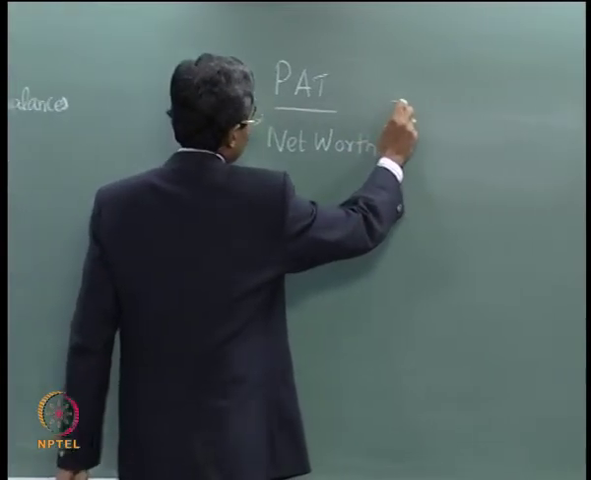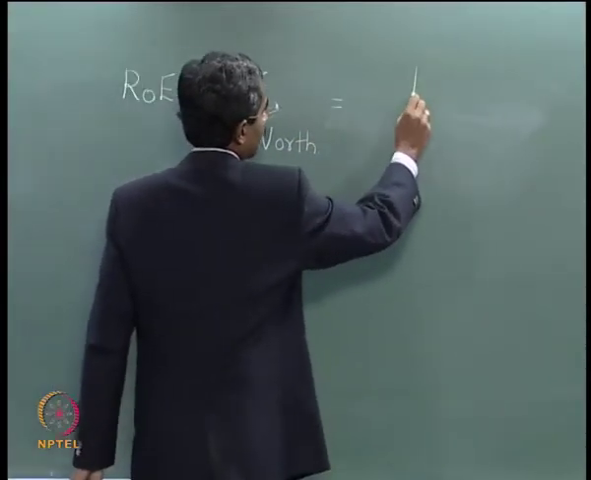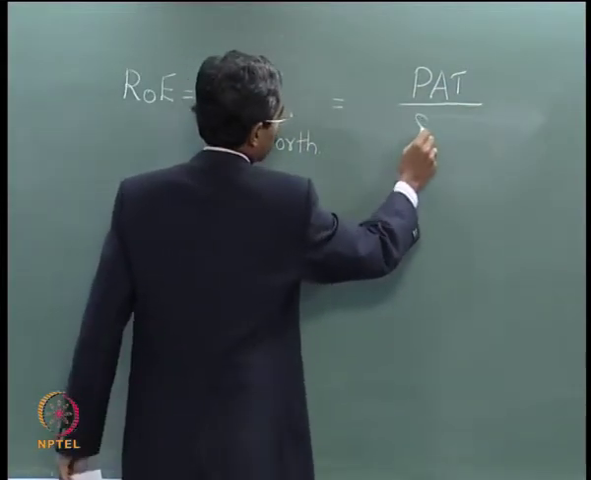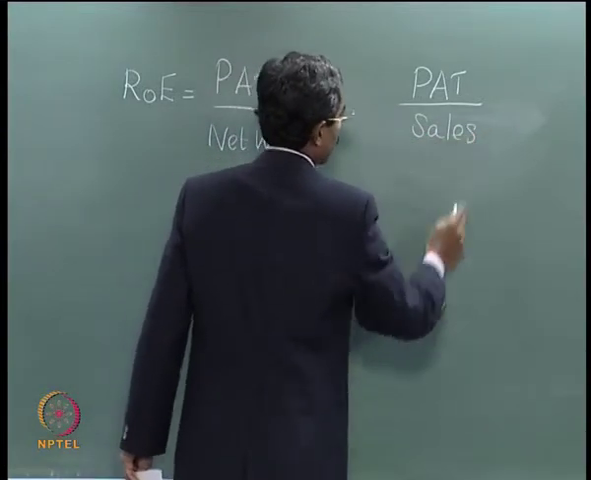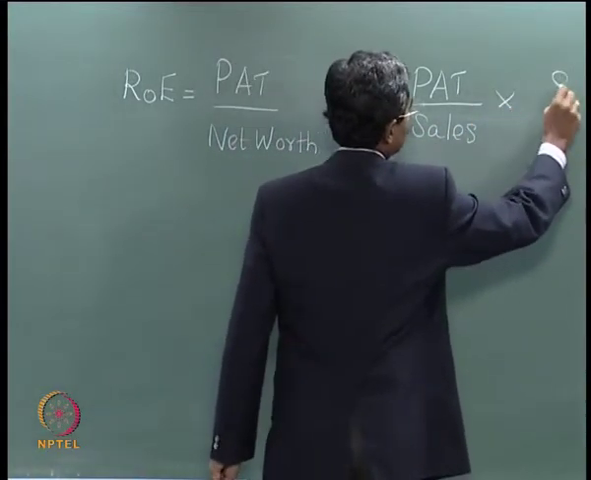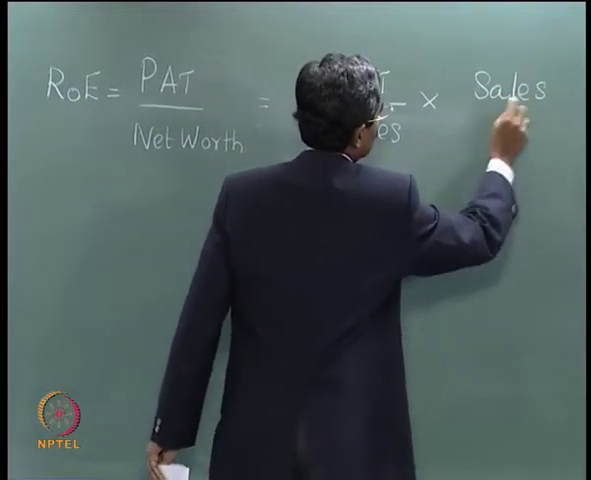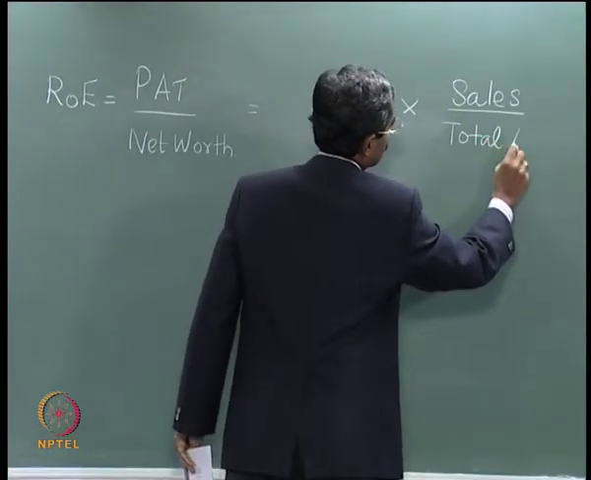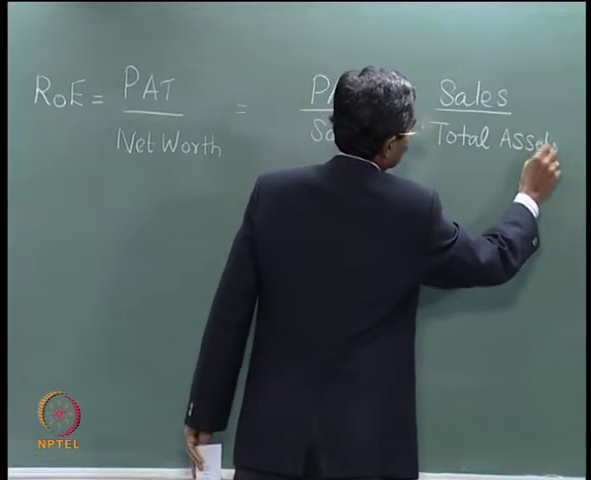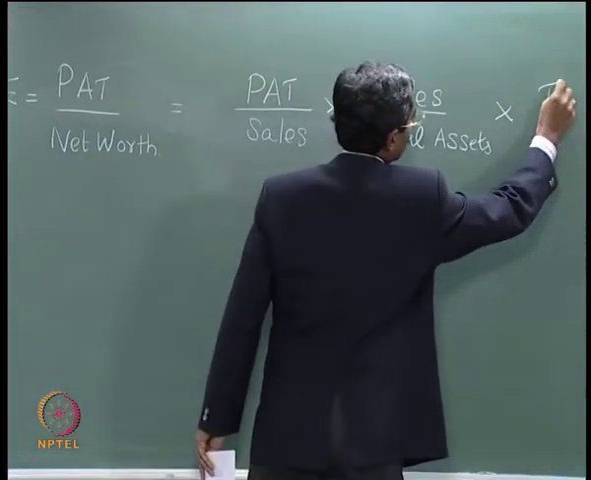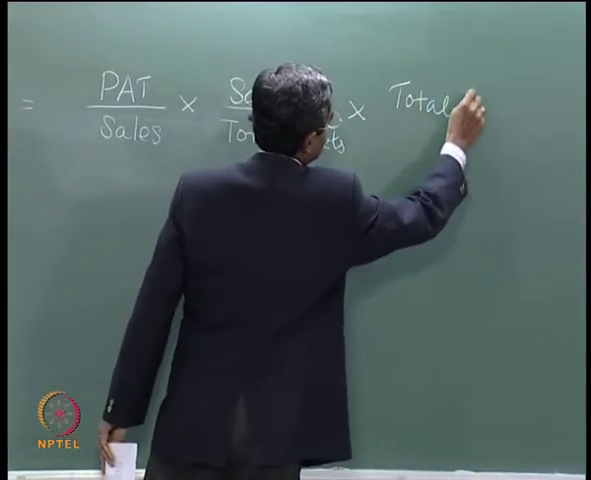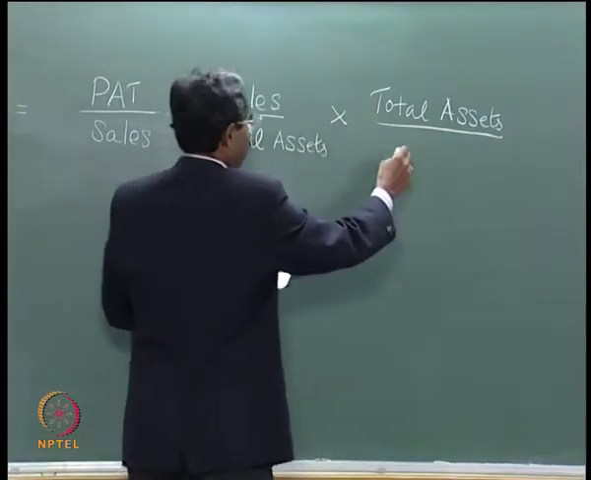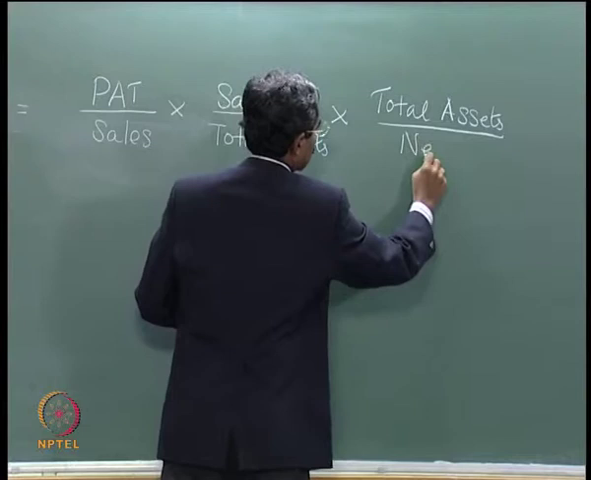Now this can be rewritten as follows. This can be rewritten as profit after tax divided by your sales, multiplied by sales divided by your total assets, multiplied by total assets divided by your net worth.